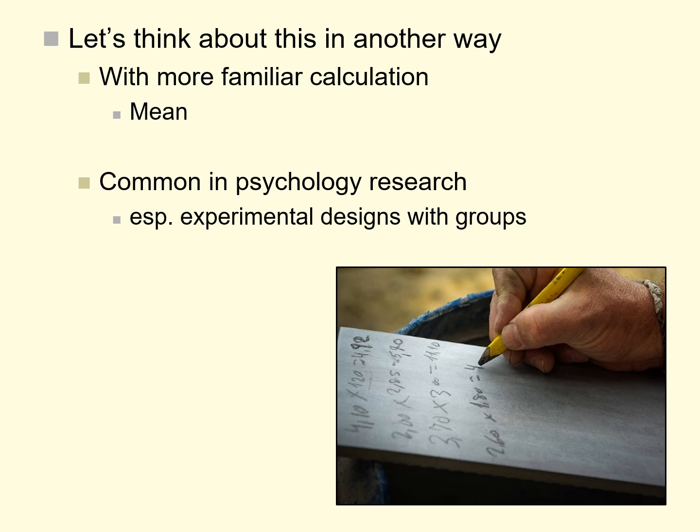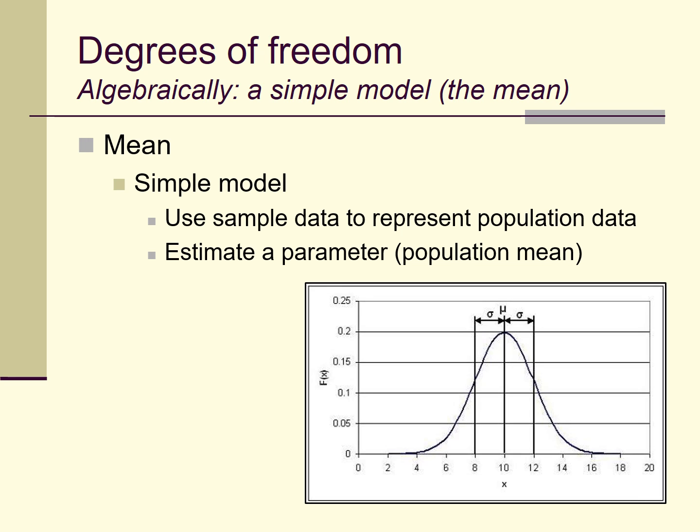And this is more common, I think, in psychological research, especially in experimental designs where we have different groups, because we might be comparing the mean level of alcohol consumption in one group as compared to another group, or the mean level of reaction time in one condition as compared to another condition. This is probably a bit more familiar, and fundamentally the basic idea still applies here. The reason it still applies is that the mean is just a simple model. It uses sample data to represent population data, or we could equivalently say that the mean is a parameter estimate. It's estimating specifically the population mean.